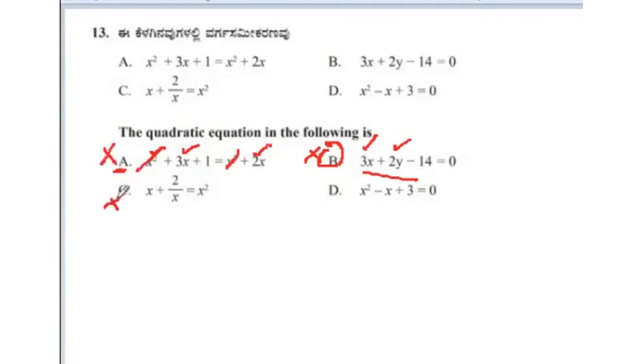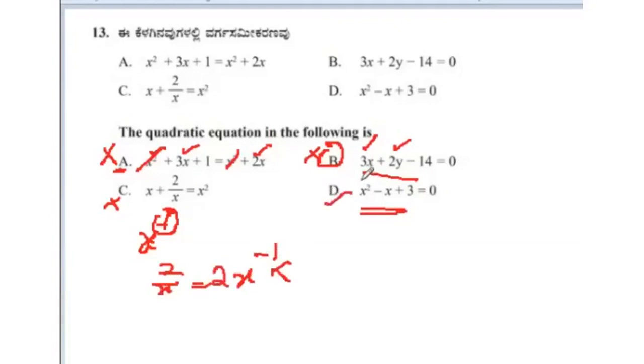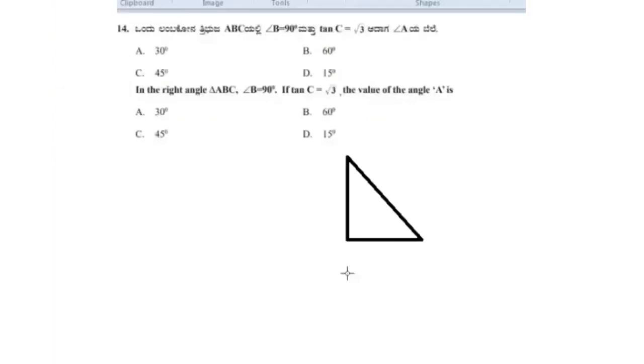Option C is also not a quadratic equation because in a quadratic equation, the degree of x should not be negative, whereas 2 by x can be written as 2x to the power of minus 1. It is not a quadratic equation. So the correct option among these four is D, because the highest degree is 2 and it is in the standard form, ax square plus bx plus c is equal to 0.